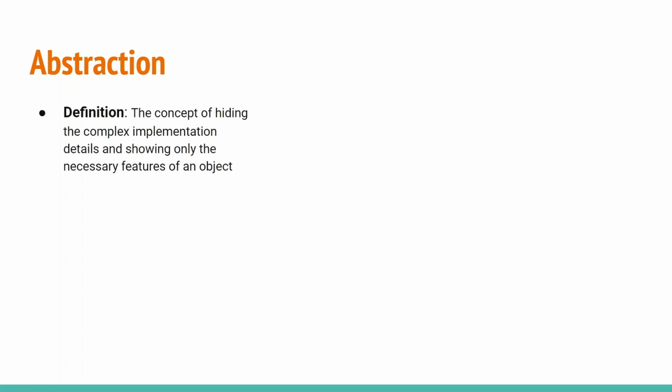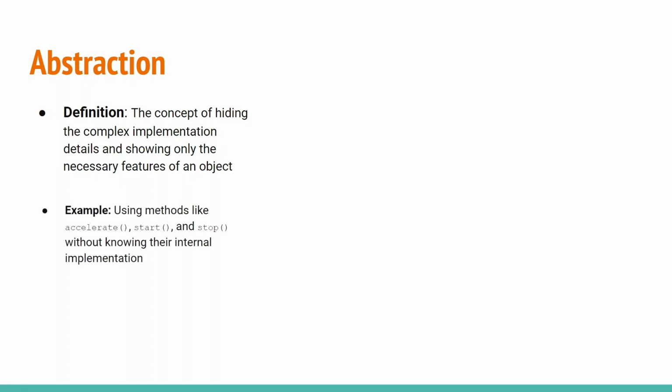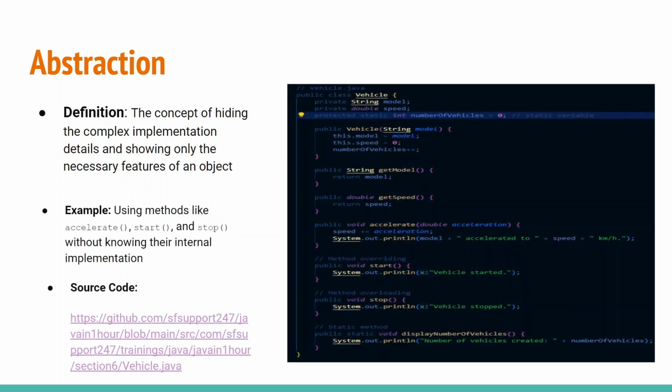There are other concepts, but this is the core concept of the object-oriented program. What is abstraction? It's a concept of hiding the complex implementation details and showing only the necessary features of an object. So, for example, on the right hand side, we can see the example, right?